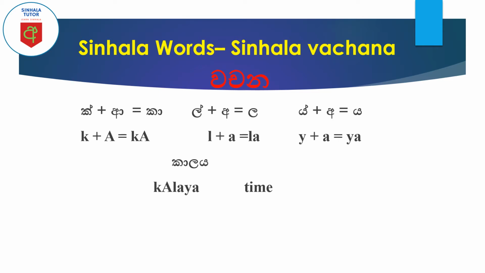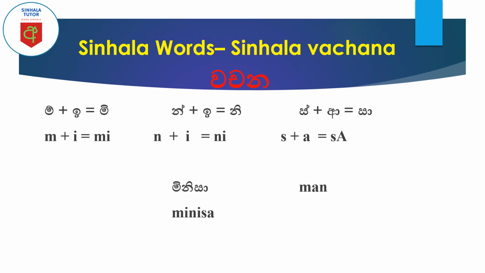Kalaya. So this is the word kalaya. How to write it? The word kalaya. My friends, the meaning of kalaya is time. In English you call it time. Right. Let's look at another word.